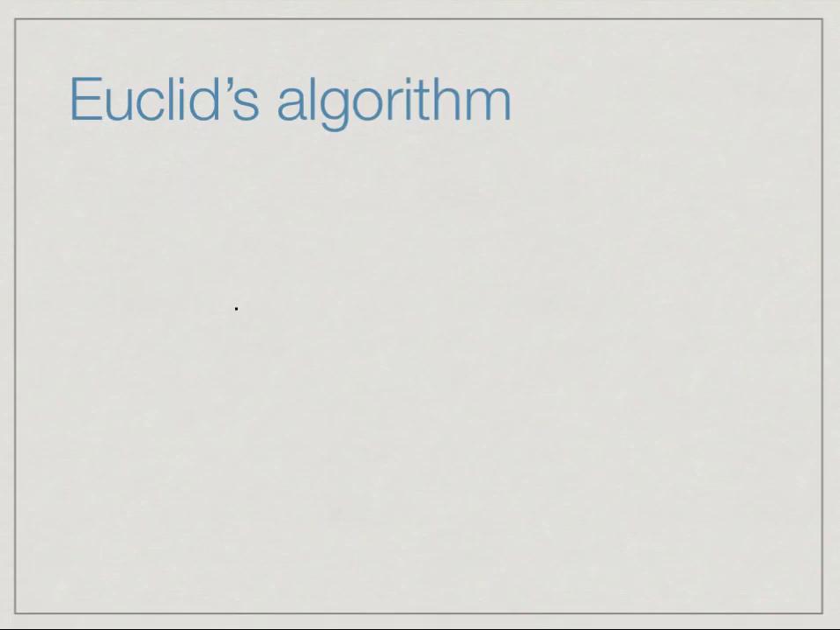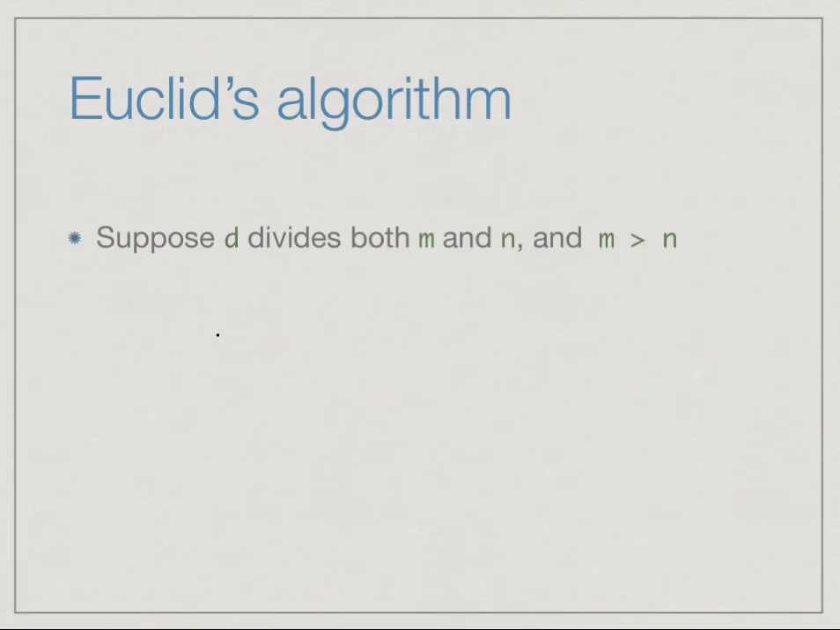So at the time of the ancient Greeks, what was possibly the first algorithm in modern terminology was discovered by Euclid, and that was for this problem, GCD. So what Euclid said was the following. Suppose we have a divisor d, which divides both m and n. So this is a common divisor, and we are looking for the largest such d. Let us assume also, for the sake of argument, that m is greater than n.